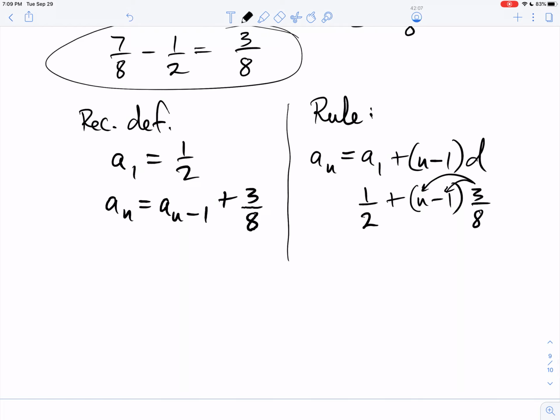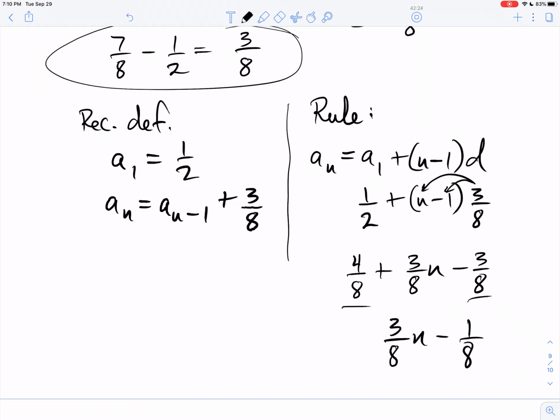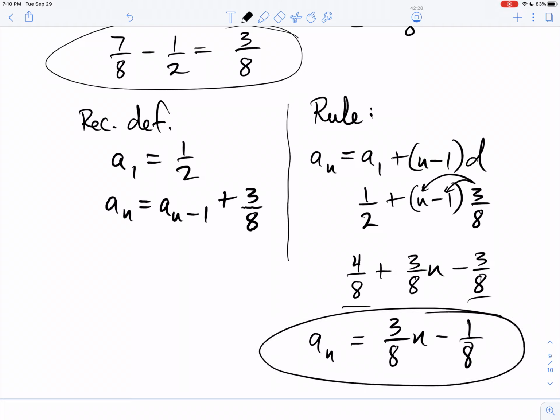So here, I know 1/2. I'm just going to do it right away. It's going to be 4/8 plus 3/8 times n minus 3/8. Then I'm going to combine these, and I'm going to say 3/8 n minus 1/8. That is a politely written rule. And if you don't write it politely, you will get marked wrong. End of story. That's polite.